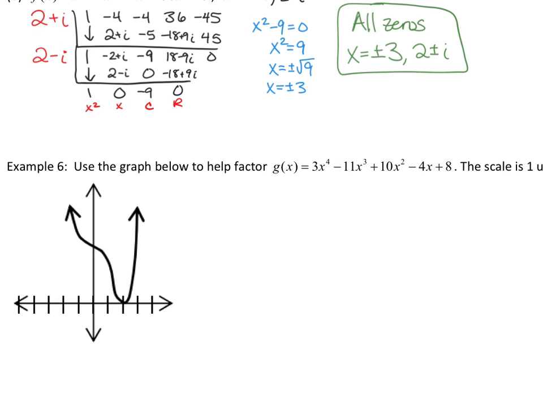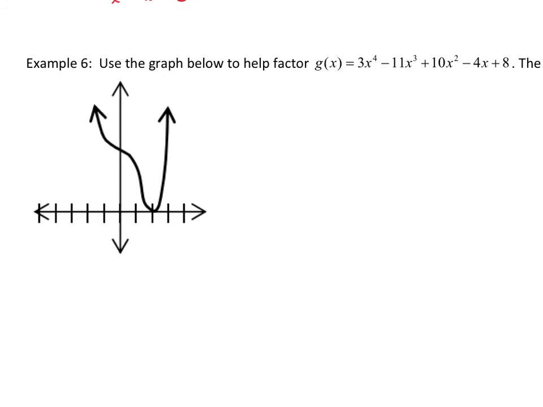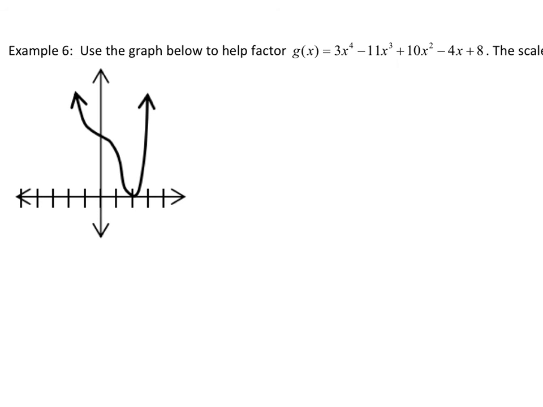Example 6 wants me to factor the polynomial, not necessarily solve it, so we're going to write it with a linear factor and then an irreducible quadratic factor. But this is actually a very interesting example because I'm going to zoom in here. The scale is 1 tick. Okay, we all read that part. The degree of this polynomial is 4.